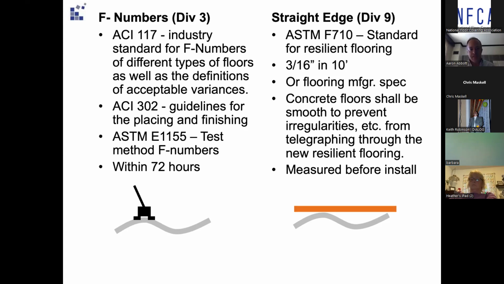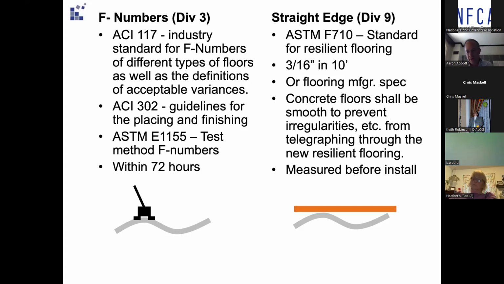There are several industry standards that talk about this and define it in detail. I'm not going to get into the technical details, but ACI 117, ACI 302, and ASTM E1155 is a test method for actually performing the floor flatness test, using a device that statistically measures how wavy the floor is. So that's how the concrete contractor is measuring his quality in terms of quote unquote flatness.